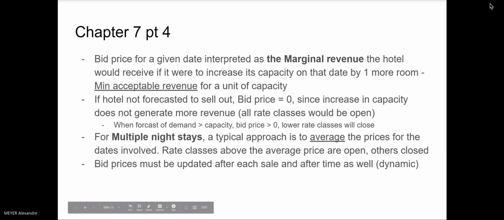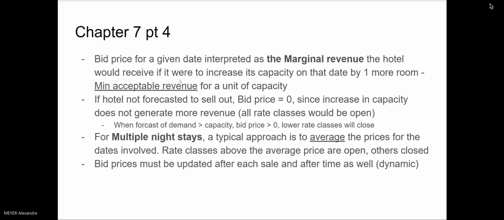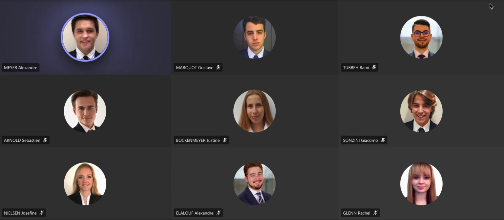And again, bid prices must be updated after each sale because it has to be dynamic, right? You're looking at how full you are or how you're forecast to be sold out. So your bid price has to constantly change so that you can keep it updated. So just to give you guys a bit of a visual example, I will show you an Excel document to provide a little bit of insight. Give me a second.